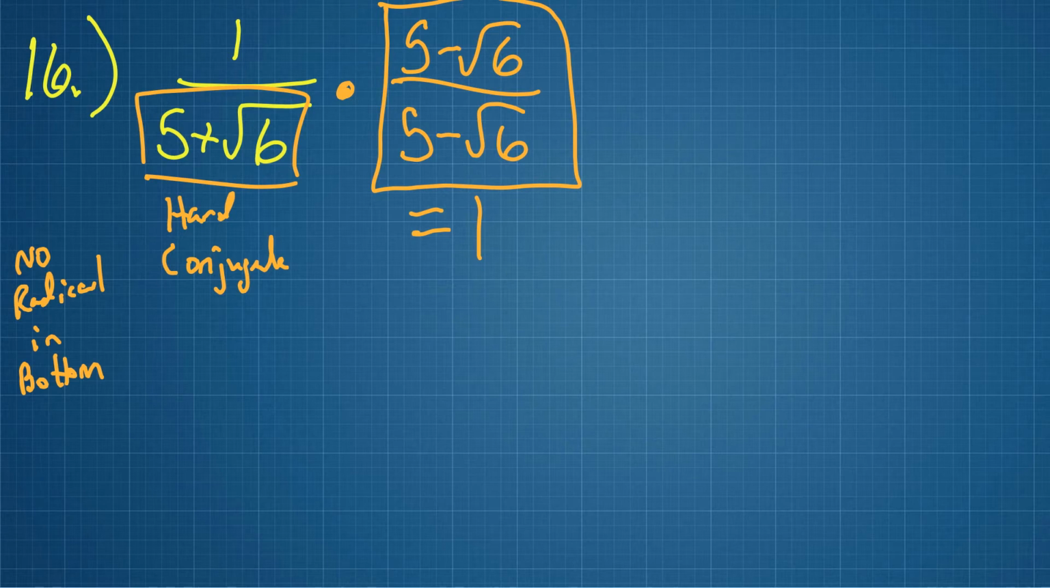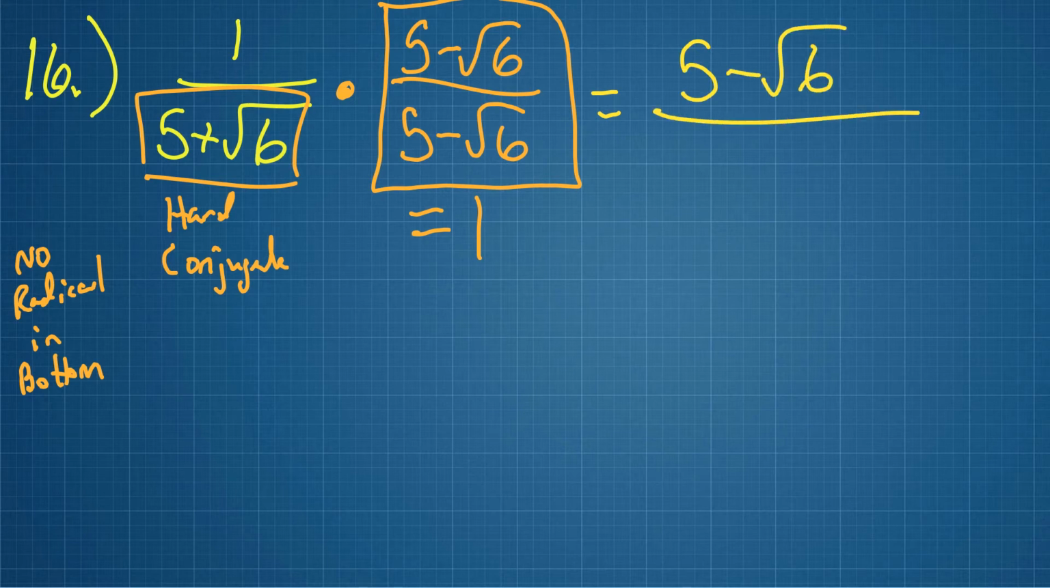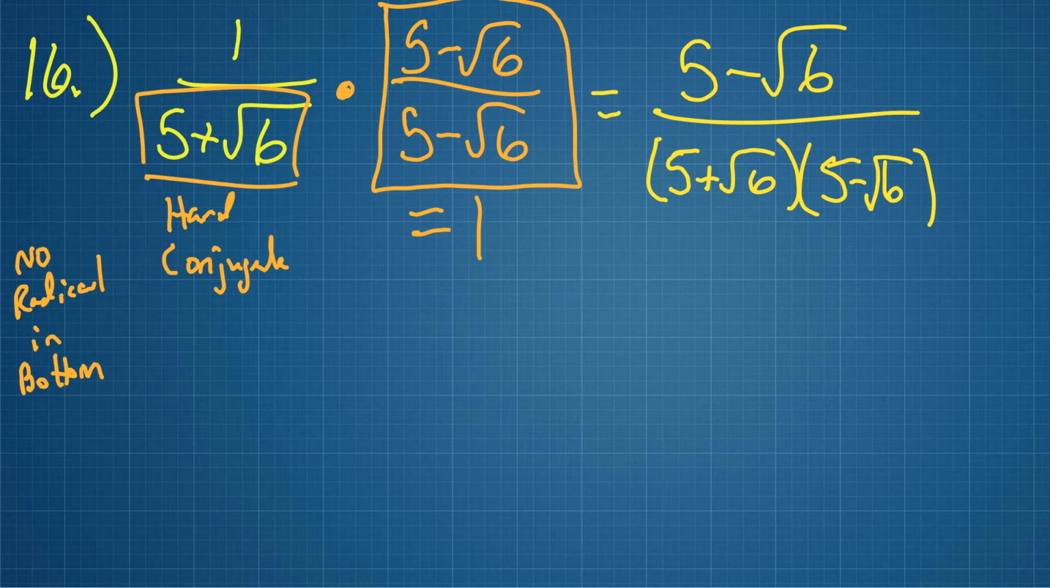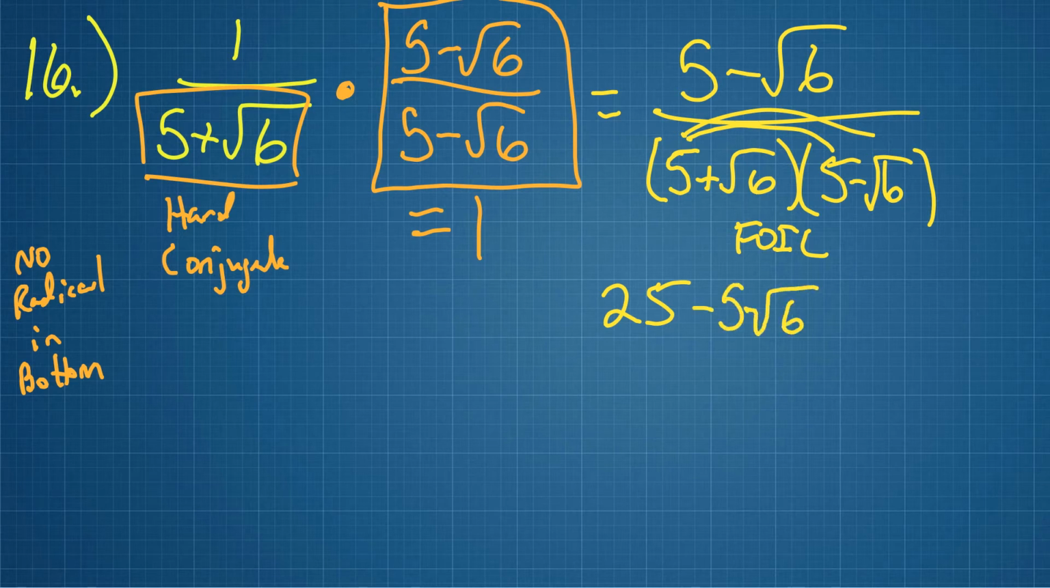Now I'm going to multiply across the top, which is really easy because 1 times anything is just anything. That's why it's 5 minus radical 6. Now the bottom's a little bit tougher because I have 5 plus radical 6, 5 minus radical 6. Now you have two options. You can FOIL, so you get 5 times 5 is 25. The outside is, 5 is outside of jail, radical 6 is inside jail, so it's minus 5 radical 6.